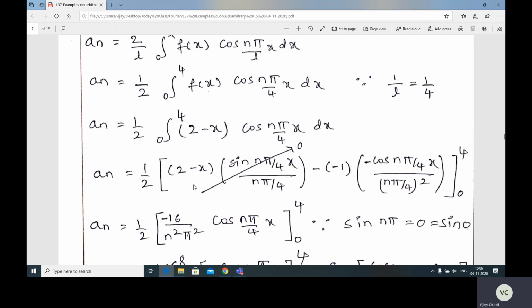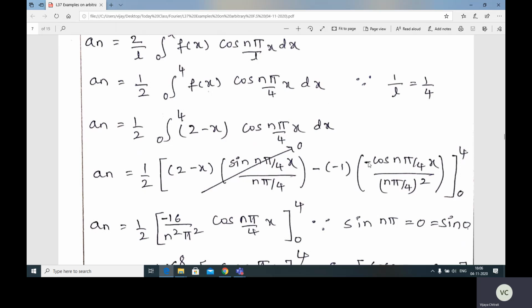So substitute. I'll take advantage of this sine function and substitute in place of x the upper limit, that is 4. The 4 gets cancelled, and sin(nπ) is 0. For the lower limit 0, sin 0 is 0. So for both the upper and lower limit this sine function is 0.